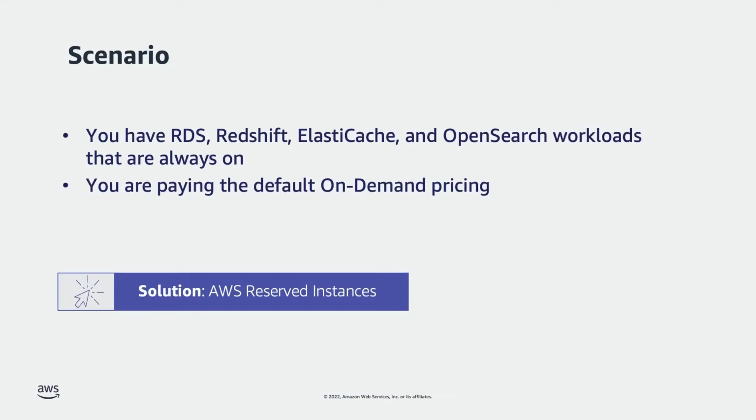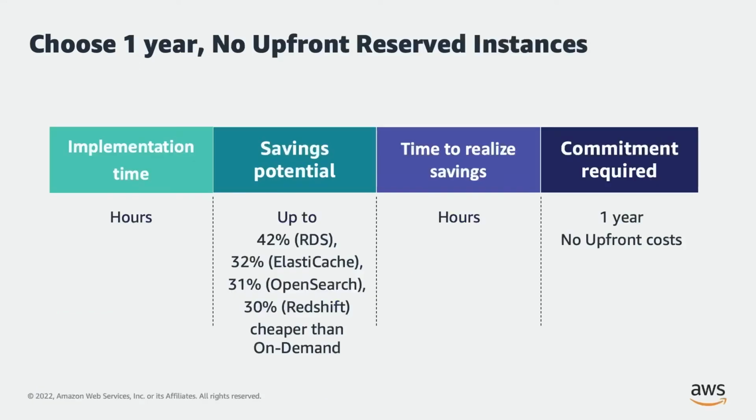Our recommendation here is also to start with a 1-year no upfront reserved instances, and it takes hours to implement. Compared to the on-demand prices, they provide up to 42% discount, and the savings are realized within hours of purchase as well. Each reserved instance requires a 1-year commitment, but the break-even point again is typically between 7 to 9 months.